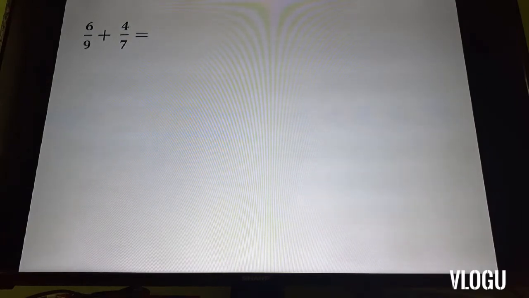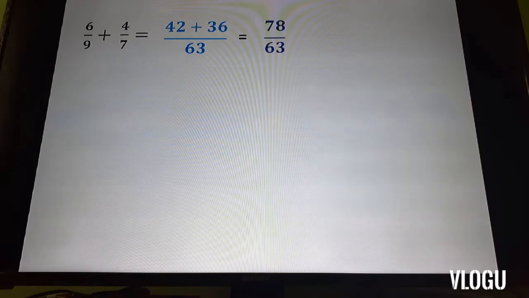Let's have example number 3. I have 6 over 9 added by 4 over 7. And for my partial answer, I have 42 plus 36 over 63, which is also equivalent to 78 over 63, and also equivalent to 1 and 15 over 63.